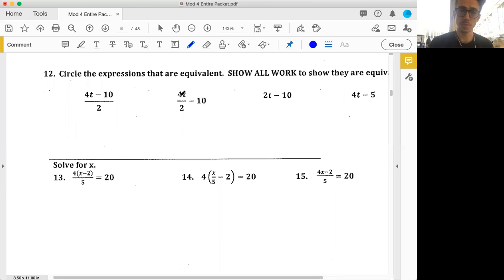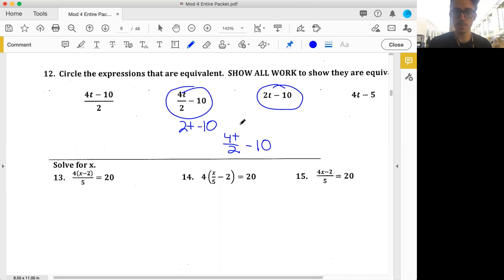However, if we simplify 4t over 2 to 2t minus 10, we see that this is similar to this. Does that make sense? Think about it real quick. Because again, you could have it as 4t over 2 minus 10. 4 over 2 is really just 2 on its own with t, and then minus 10. So it's only these 2 that are similar.